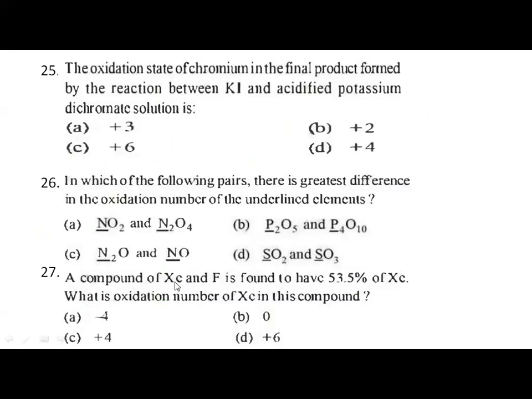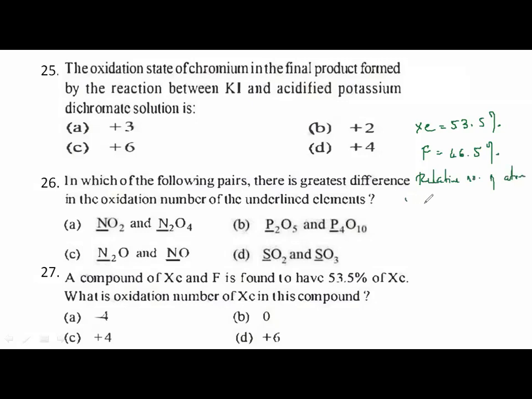A compound of xenon and fluorine is found to have 53.5% of xenon. What is the oxidation number of xenon in this compound? They have said 53.5% of xenon is there, so we will see the relative number of atoms. 53.5% means out of 100%, it is made up of only two, xenon and fluorine. How much will be fluorine? 100 minus 53.5 comes out to 46.5%, correct.